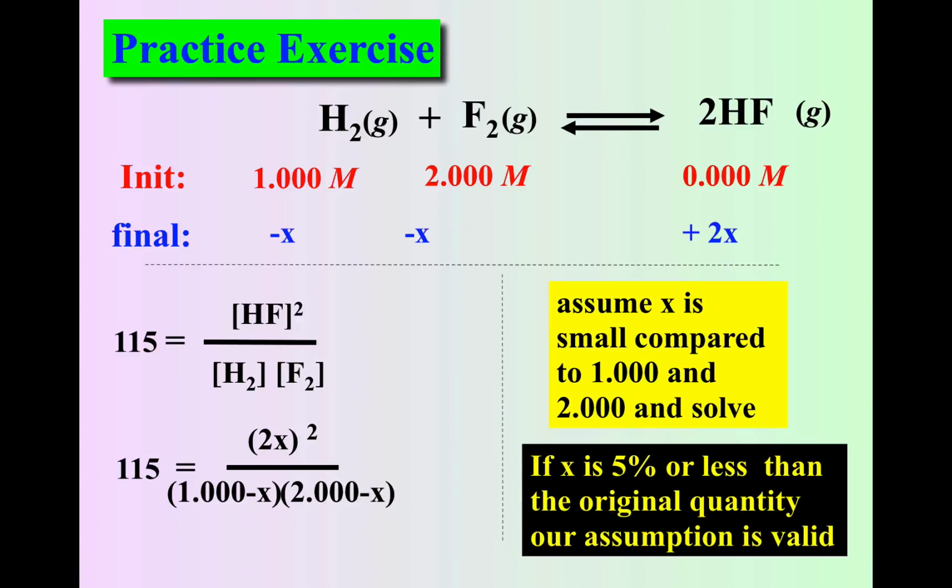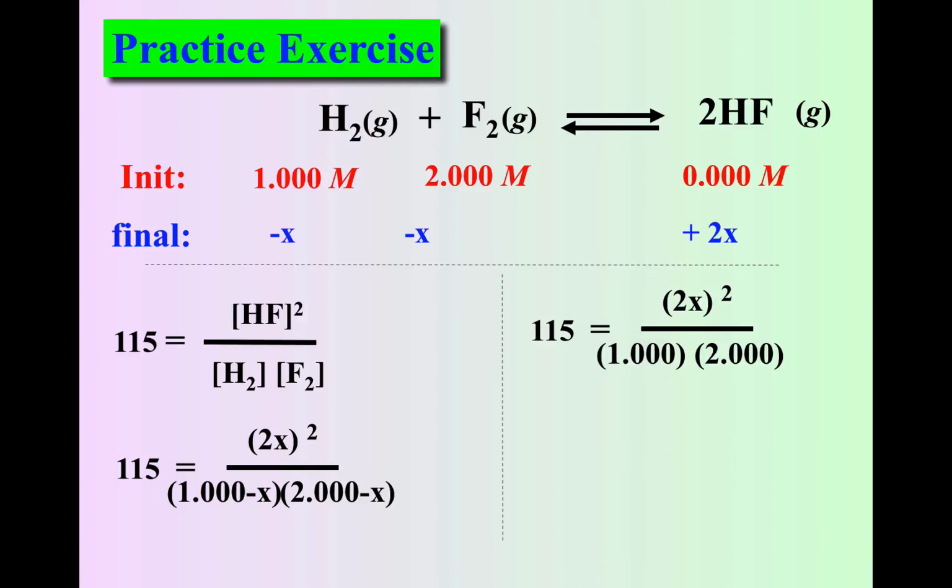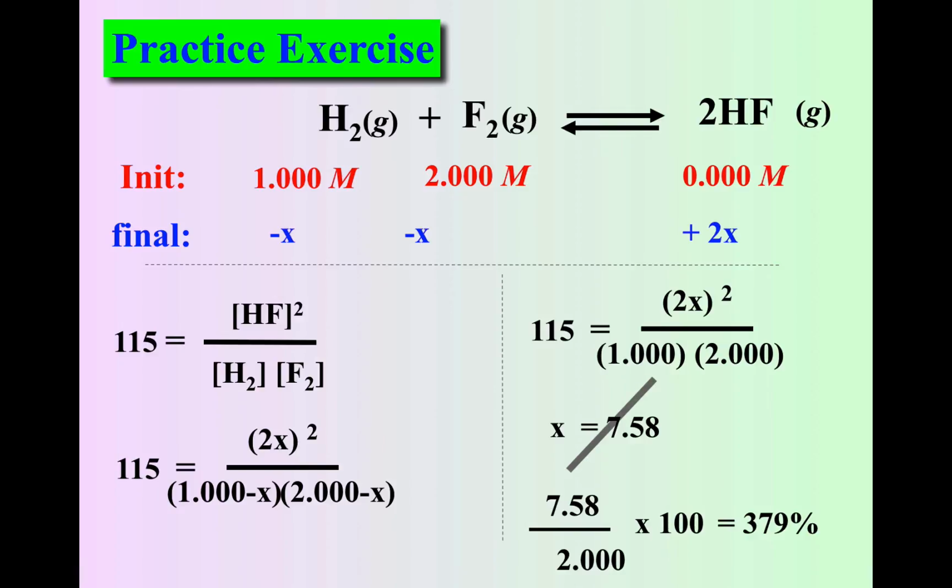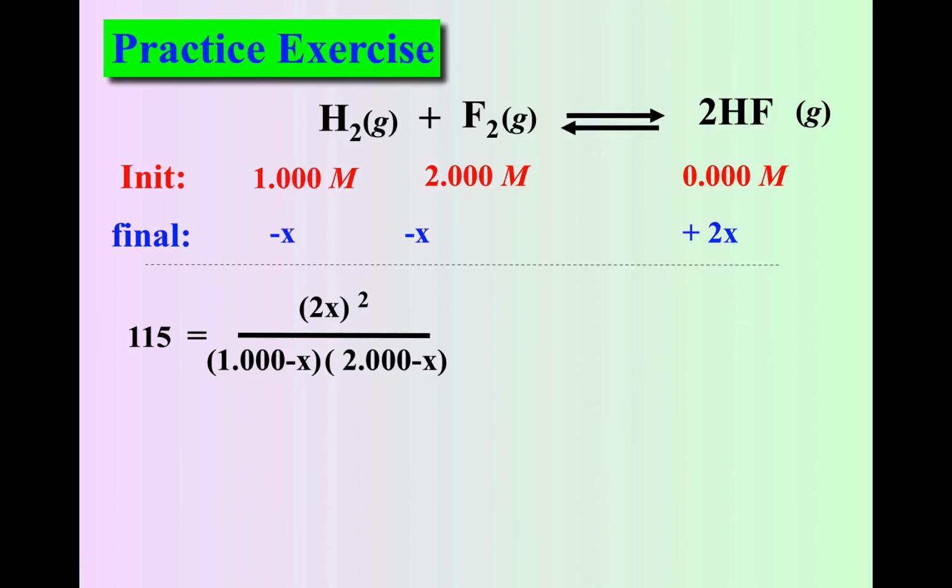So if I made this assumption and solve for this, I'd end up with X being equal to 7.58. That's a 379% error. So I can't do it. I can't make this assumption with this problem. So what happens is we get stuck solving for a polynomial.